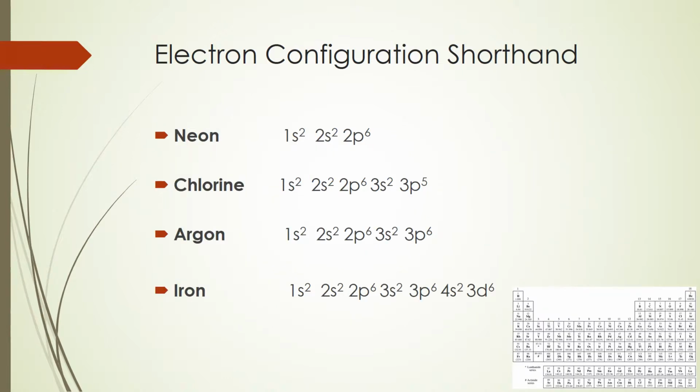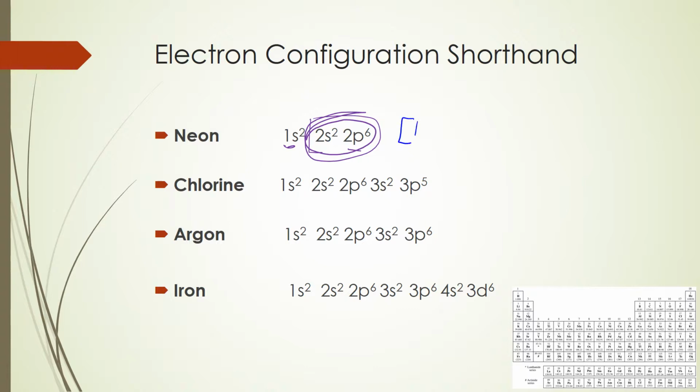Here's our example. Neon, we already talked about. Neon is right here on the periodic table, so it ends in 2p6. The last noble gas before neon is helium, right here. Helium ends on 1s2. So that means all of this is the only stuff that makes neon different from helium. So we can shortcut it.